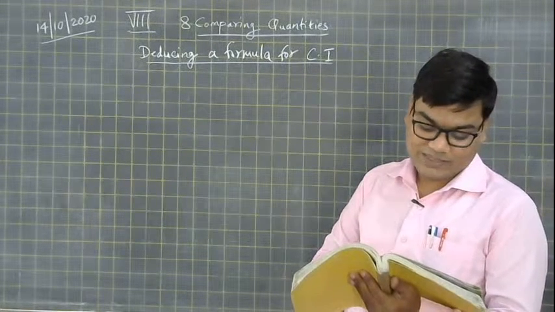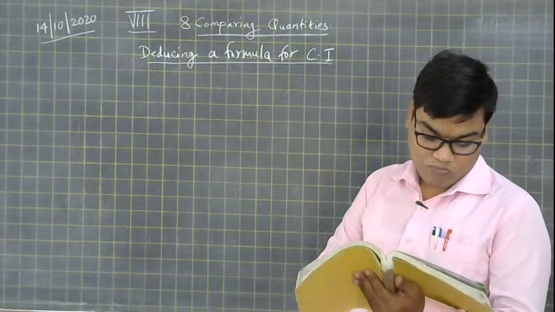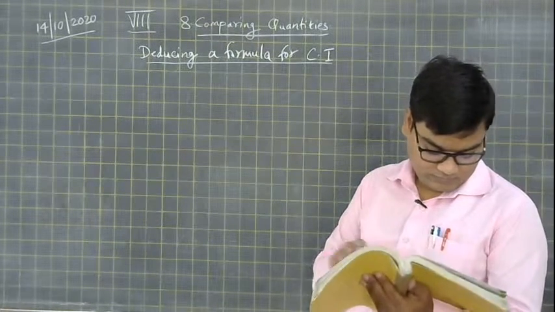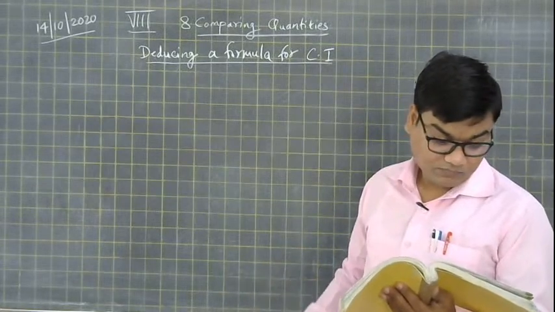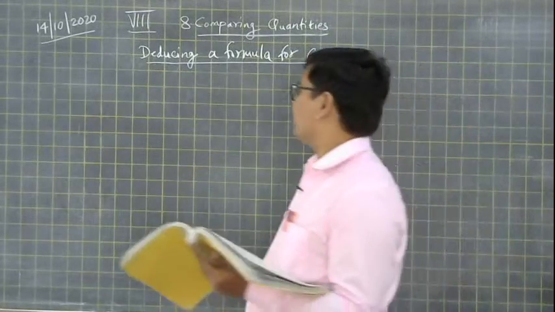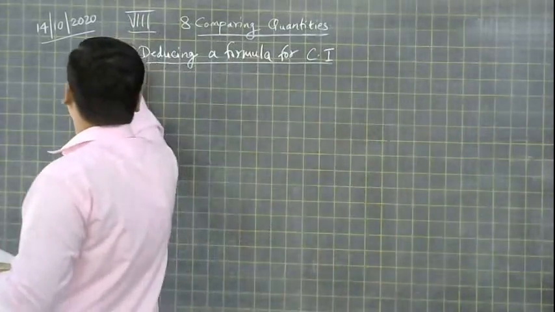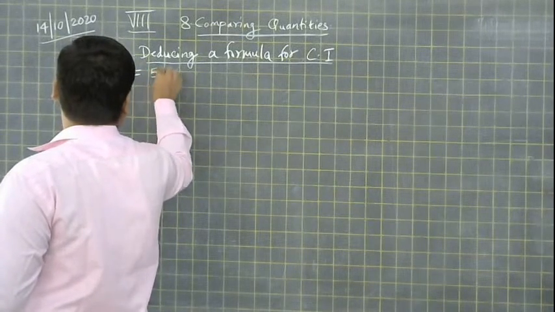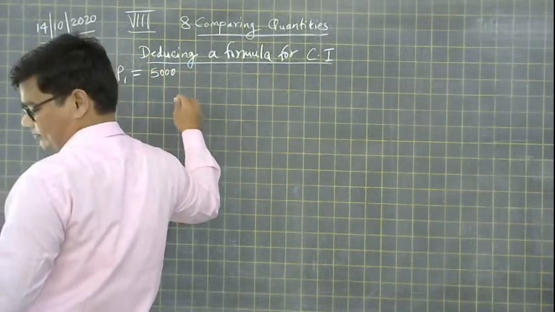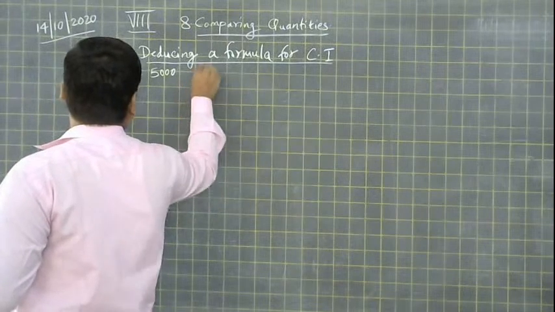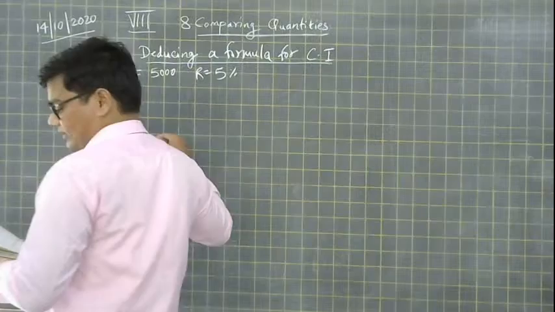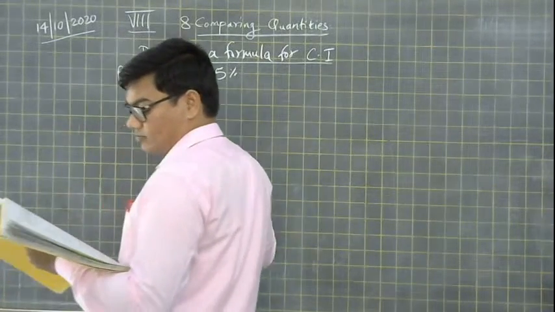Then by the steps mentioned above, so P1 we are taking as rupees 5,000, and the rate is 5% per annum.